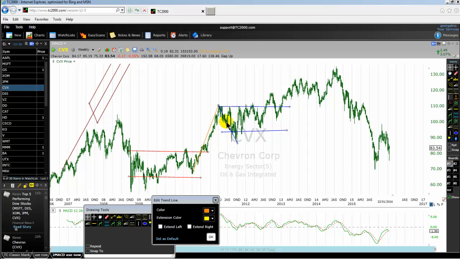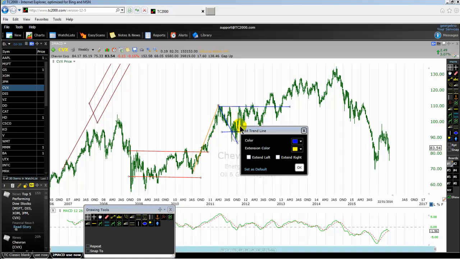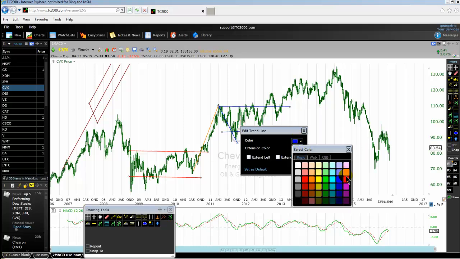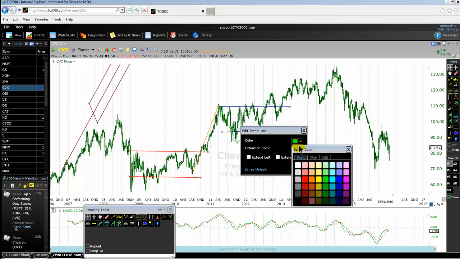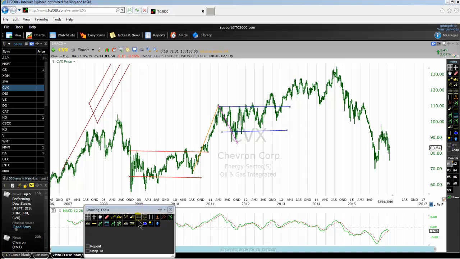Then we want a pullback. We don't want the pullback to be a 100% Fibonacci retracement. We want it to be less than a 100% Fibonacci retracement. So you see now, consolidation, then price out of the consolidation. This is the price action that came out of the consolidation, and then we are waiting for a pullback.